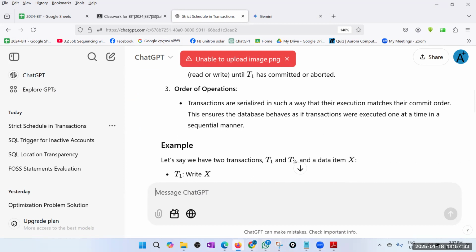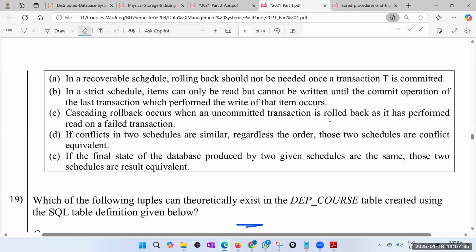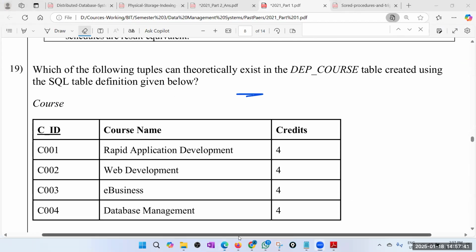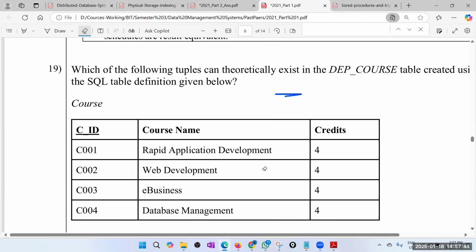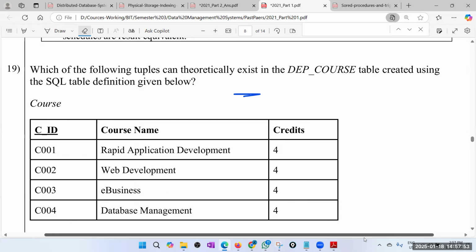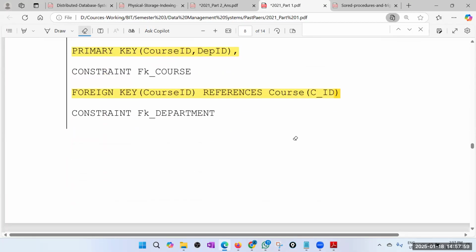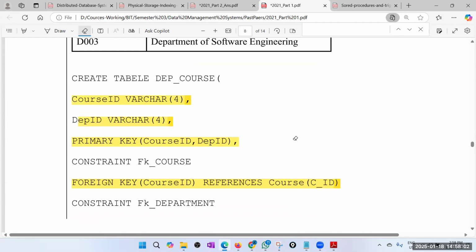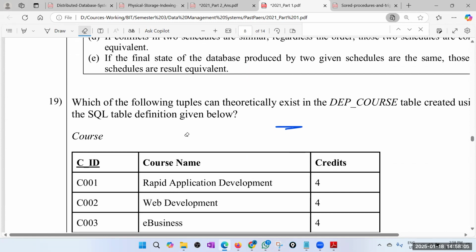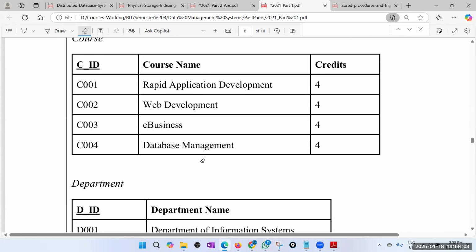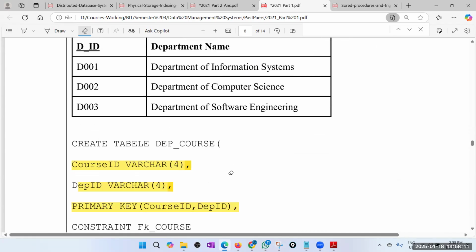Right. So this is a little bit debatable answer, okay? Debatable about the 19. Which of the following tuples can theoretically exist in the dept course table created using the SQL table definition given below? Right? Which of the following tuples? Course ID, course name, credit. Department ID, department name. Right, create table dept course.